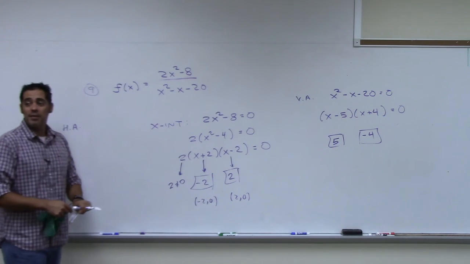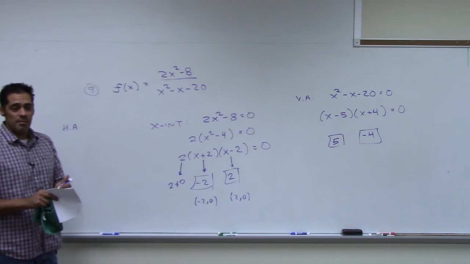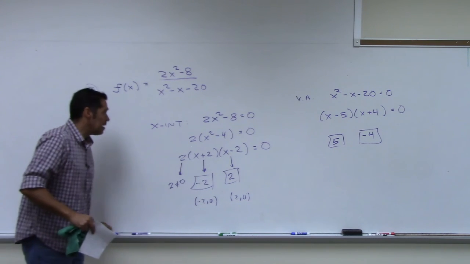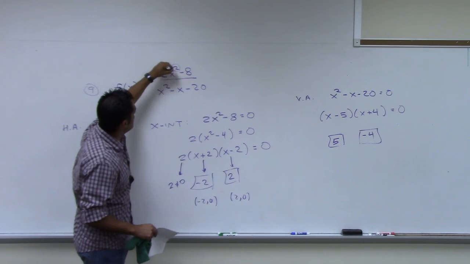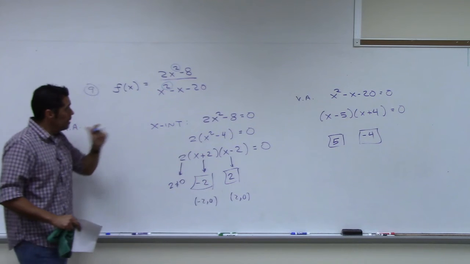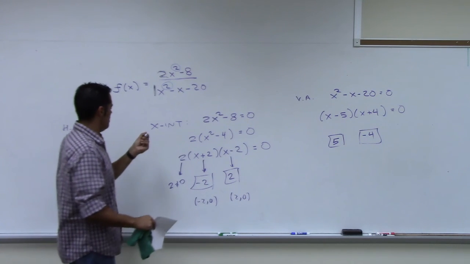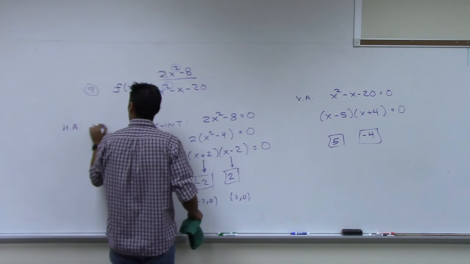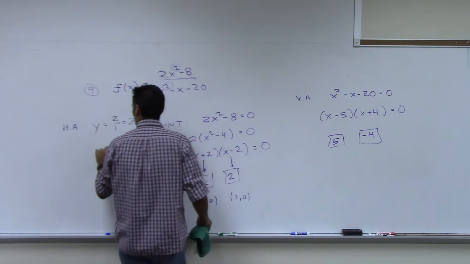How do you find the horizontal asymptotes? You have to compare the degree of the numerator to the degree of the denominator. And there were 3 cases, remember? We are looking at the case right now where the degrees are the same. What happens when the degree is the same? You divide. You do the coefficient. You do the 2 here divided by the 1 there, and you get y equals 2 over 1, which is 2. So y equals 2.